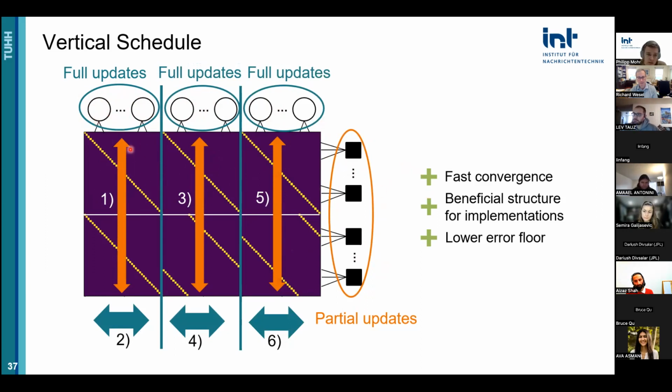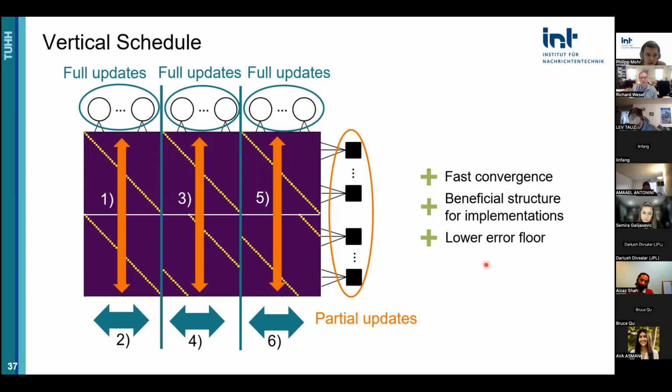And since we improved the reliability of the messages within one iteration, we have a faster convergence speed. And the structure of the QC code is also beneficial for implementations. And we also observed lower error floors when doing a layered schedule instead of a flooding schedule.